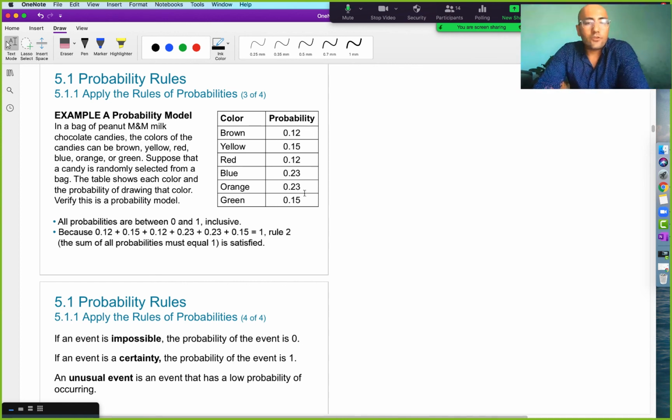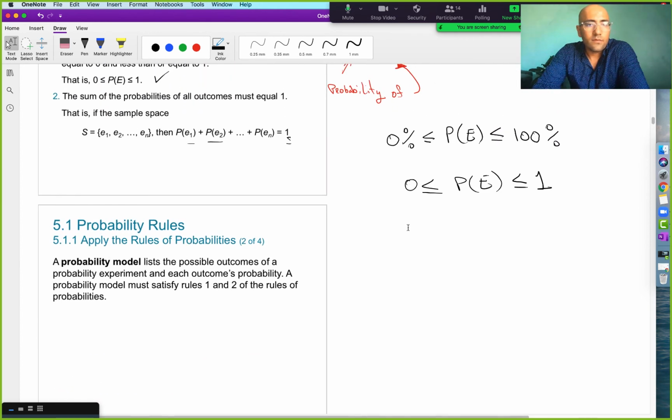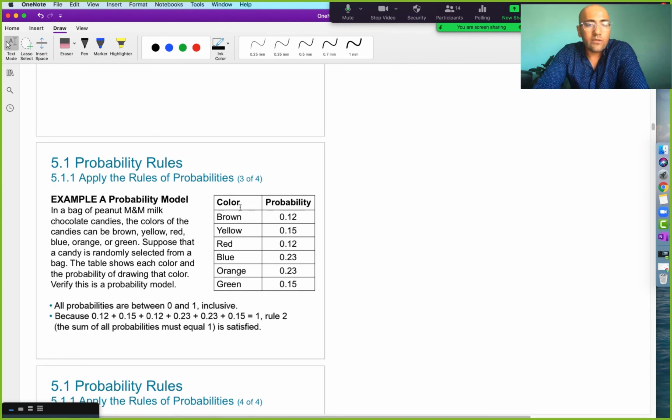So, in order to make sure that it satisfies our two rules, remember the two rules: number one, that each probability is between 0 and 100%, or between 0 and 1, and that's true here. Each one of these probabilities is between 0 and 1, so it satisfies that rule. And the second rule is that the sum of all these probabilities, each one of these being a simple event, is going to be equal to 1. So if we add up all these decimals, 0.12, 0.15, 0.12, 0.23, 0.23, 0.15, they're going to add up to 1, which satisfies the second rule, right?